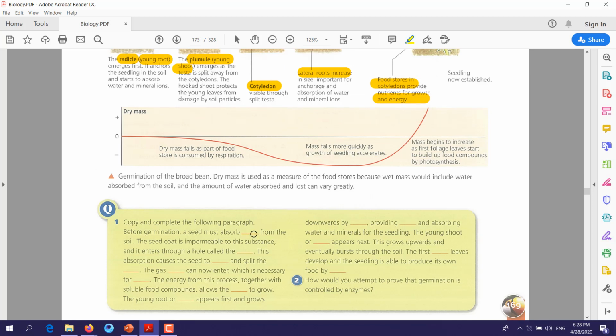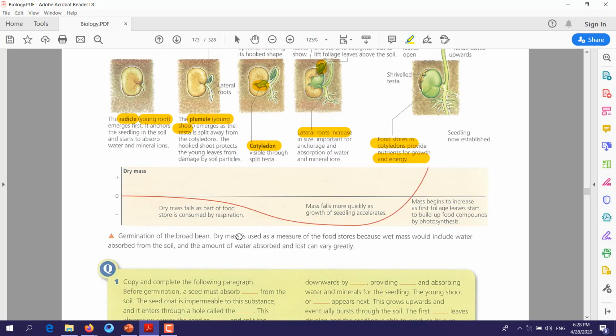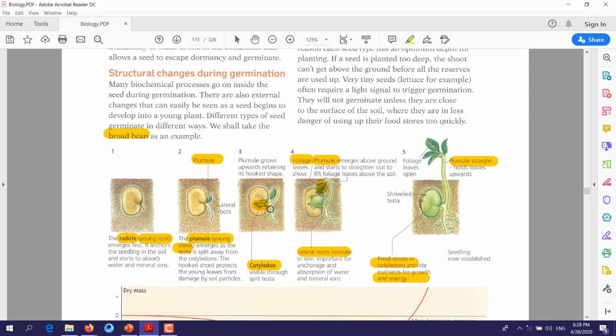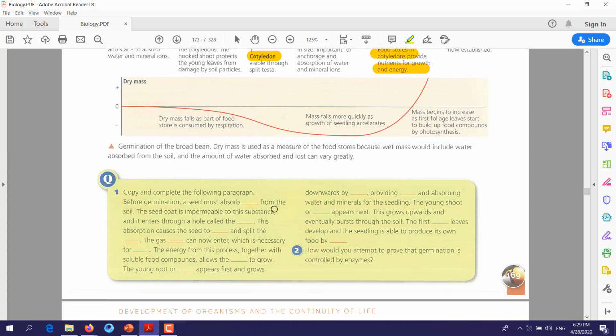The questions will be your task. You can find the answers from this topic. All the answers are clearly shown.